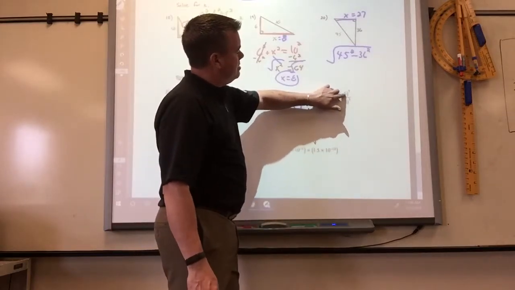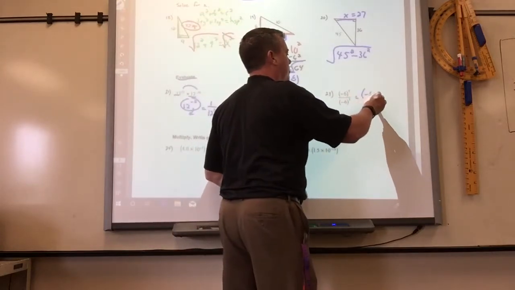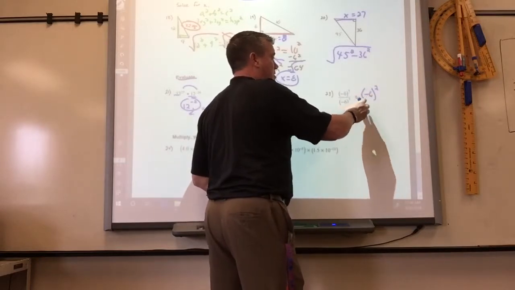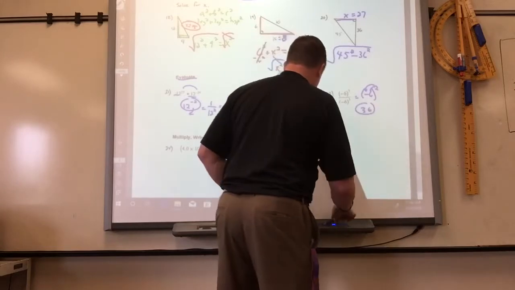Same base, so you can just cancel. There's 2 more of those on top. So then when you square the negative, remember it's in parentheses, so you got to square the negative and the 6, which would give you positive 36.